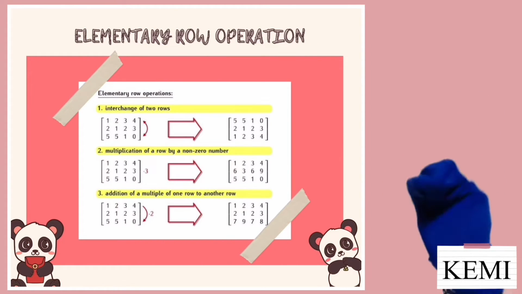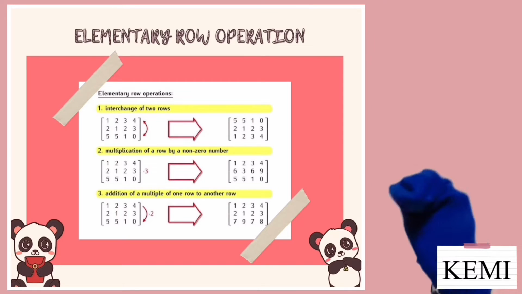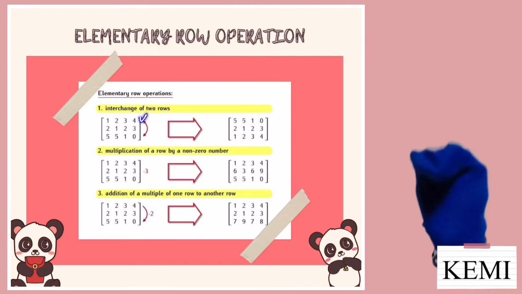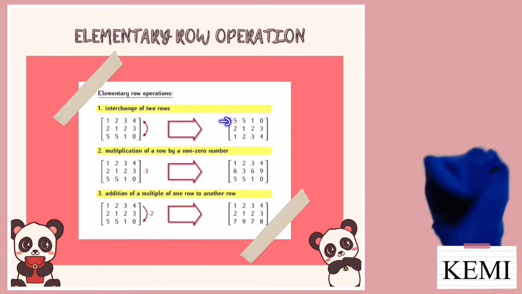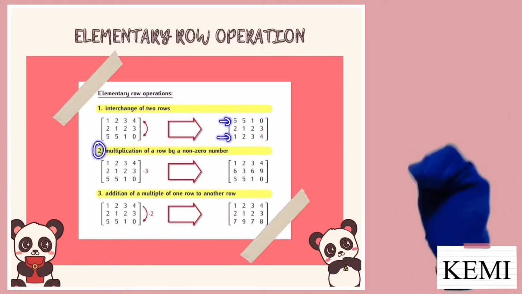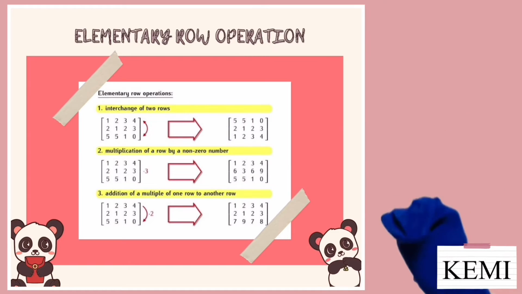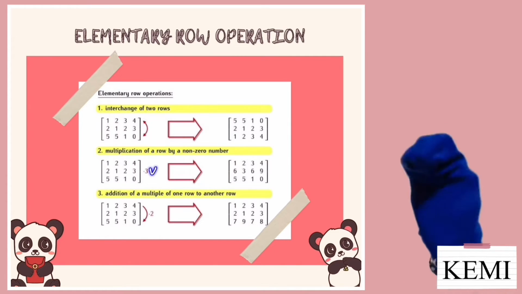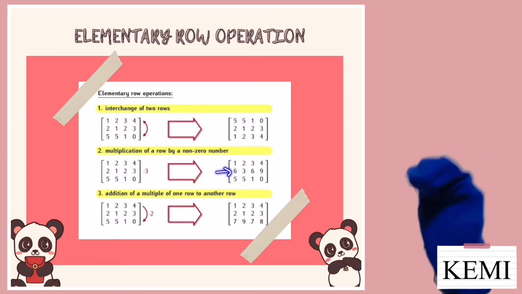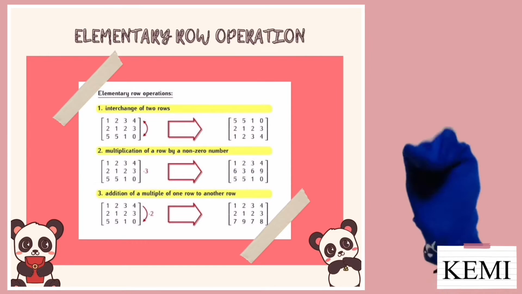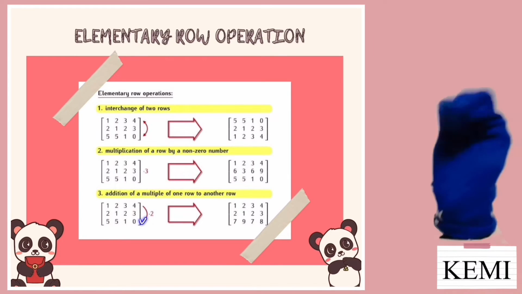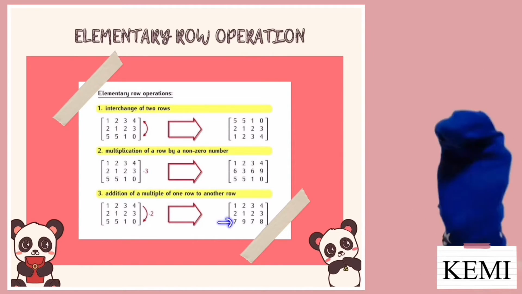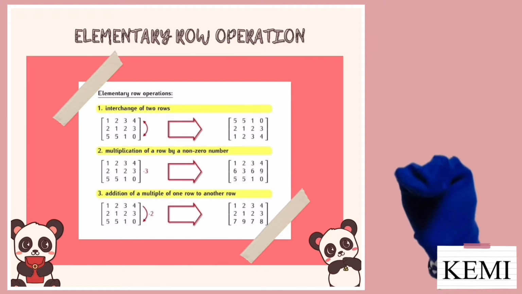For the first operation, you can see there is an interchange between row 1 and row 3, where the first row becomes the third row and the third row becomes the first row. Next, for the second operation, the second row is multiplied by 3, resulting in a change in value in the second row. And lastly, for the third operation, the third row is changed by the addition of the third row and the first row multiplied by 2. Please remember that these are the only operations that we can use in ERO. I think you have understood it well.